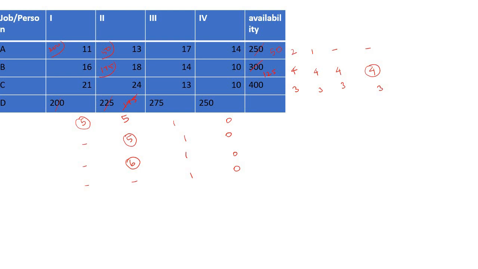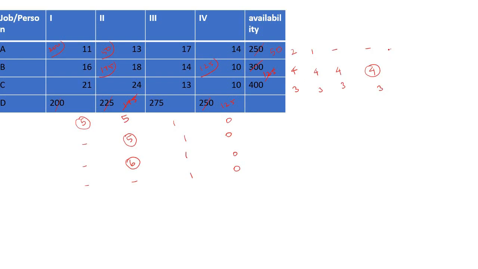The row differences are 4 for the second row and 3 for the third row. The maximum is 4. In this row we allocate to the minimum value, 250. The availability is 125 only, so it is fully allocated, and 250 minus 125 is 125. Therefore the second row vanishes and the third row remains with 3. Now we get 13 and 10, and 13 is the maximum.